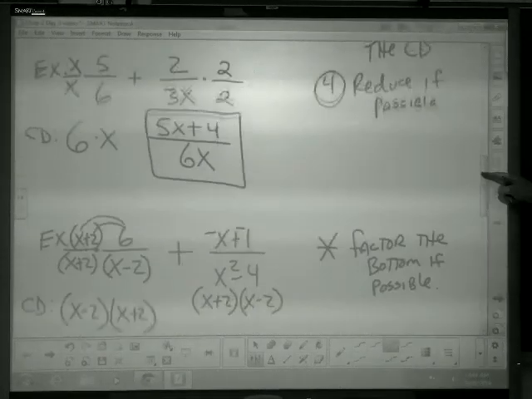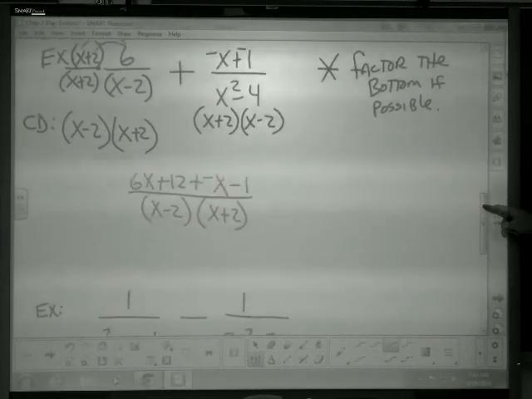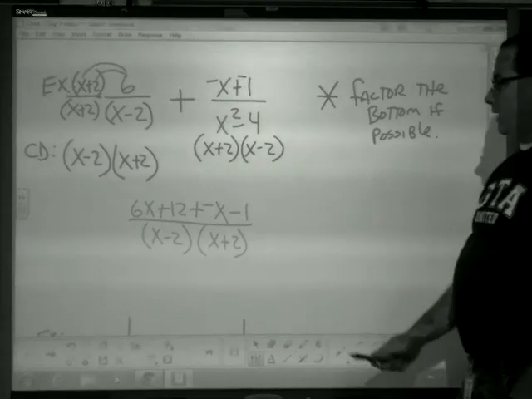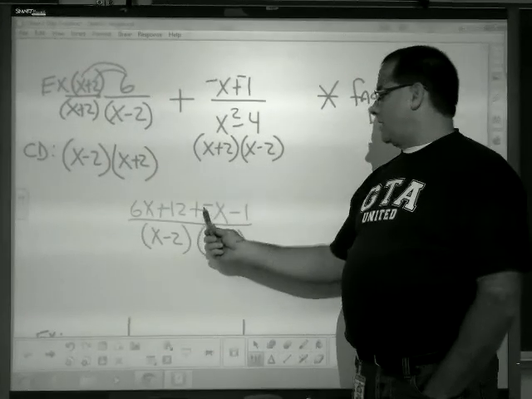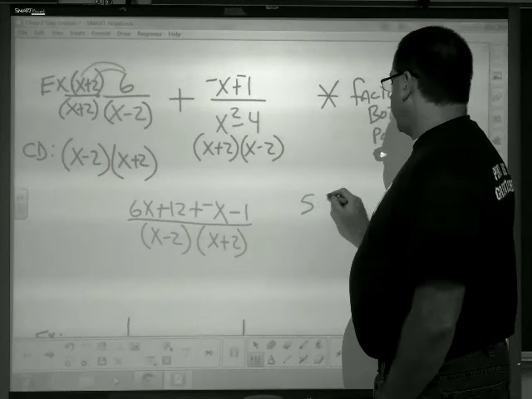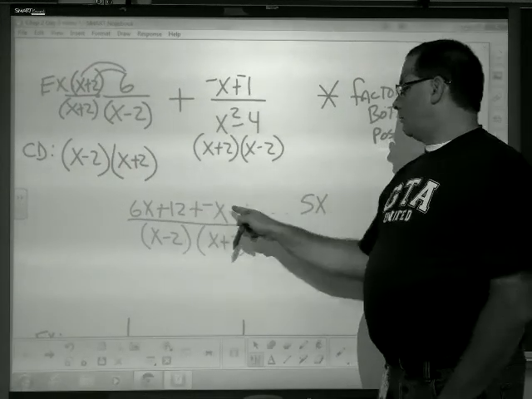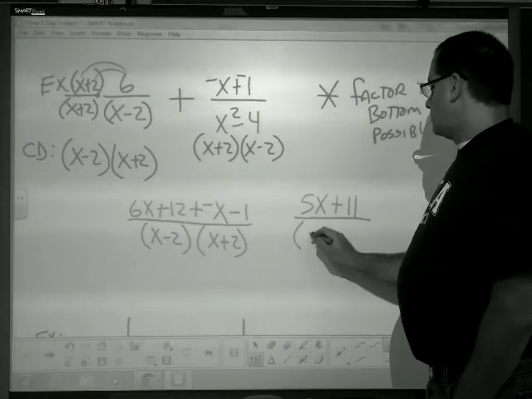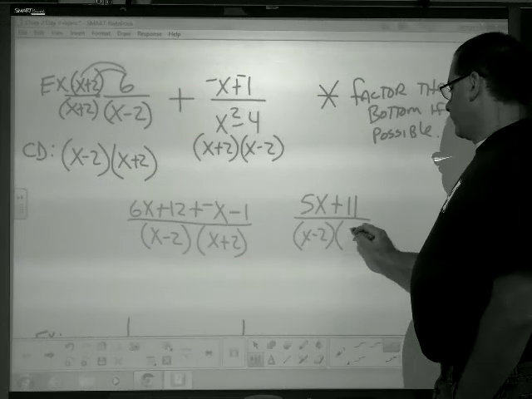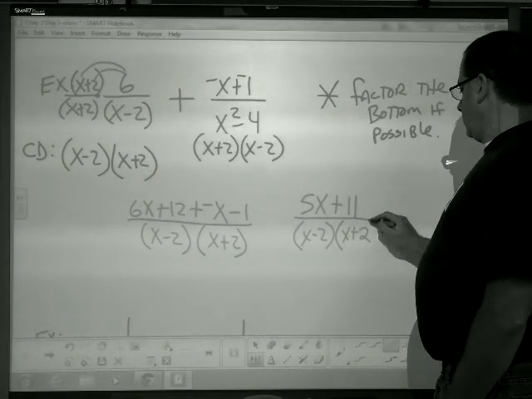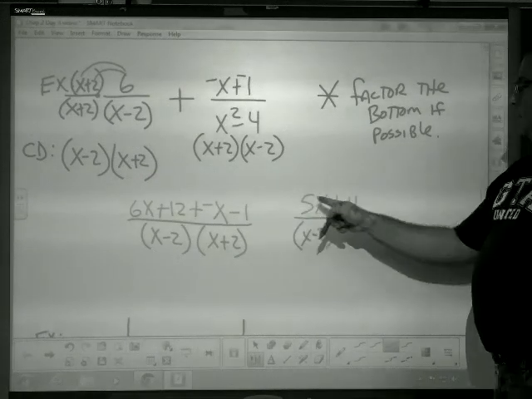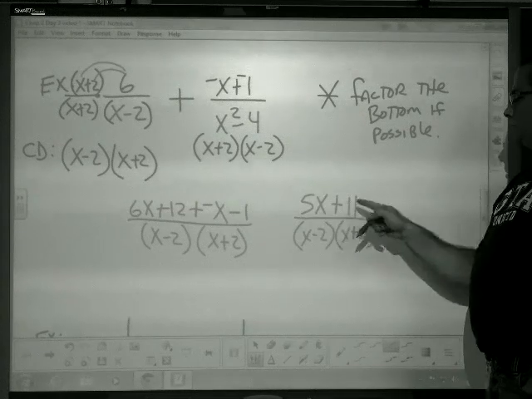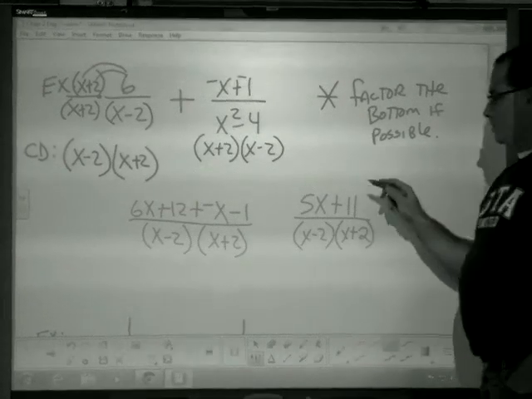Reduce if possible. So now I have to take a look. Maybe it's reducible. I don't know. Okay? So I have a 6x, take away an x, that's a 5x. 12, take away 1, that's 11. I can't factor anything out of the top, therefore I can't reduce.